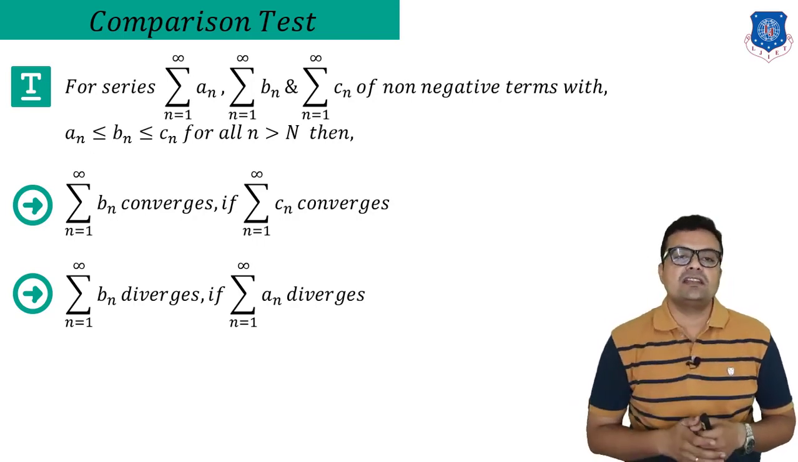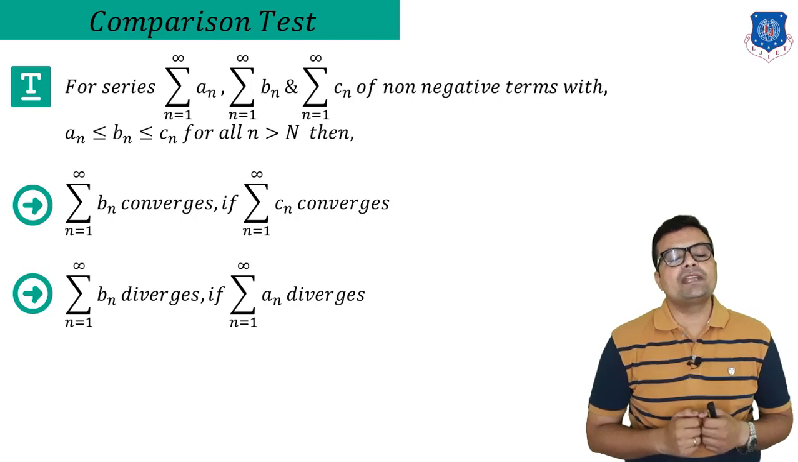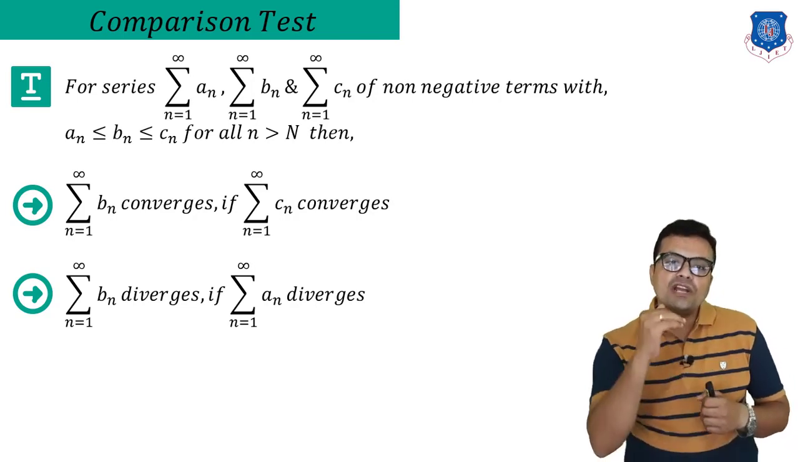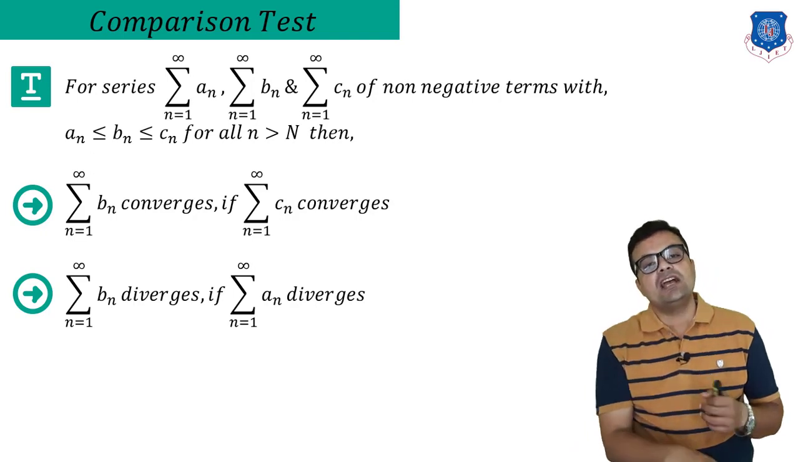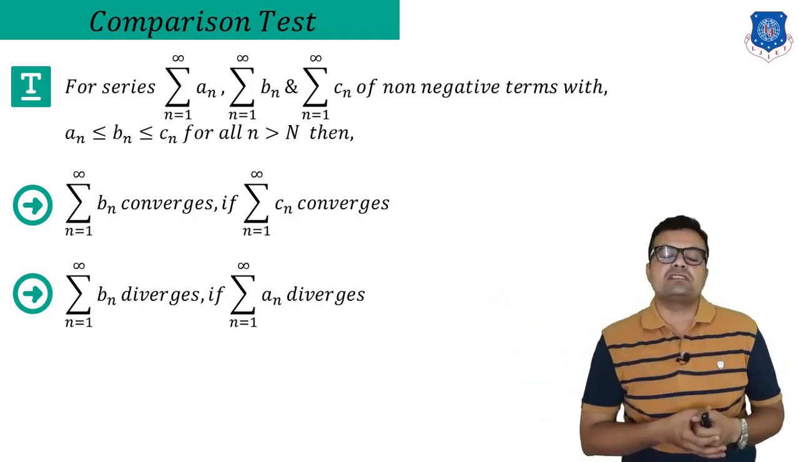This simply means that if I want to prove my given series is divergent, I need to find one sub-series, a series lying inside the given series, which is tending to divergence.